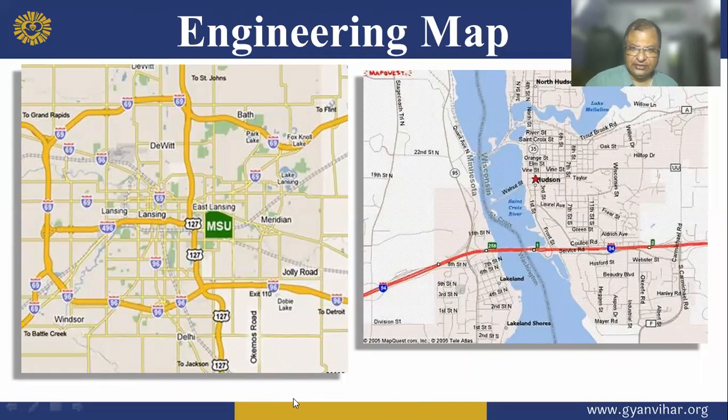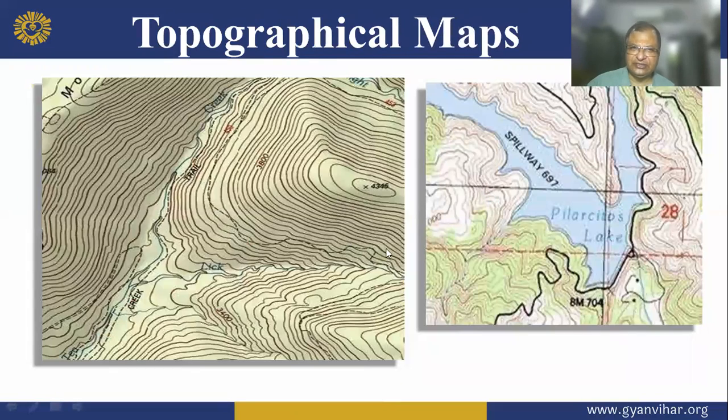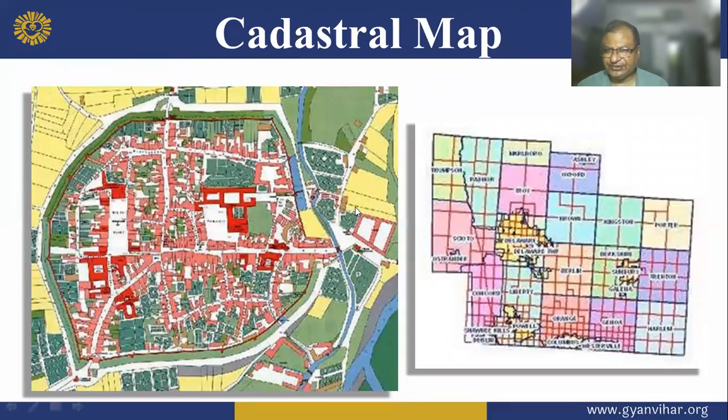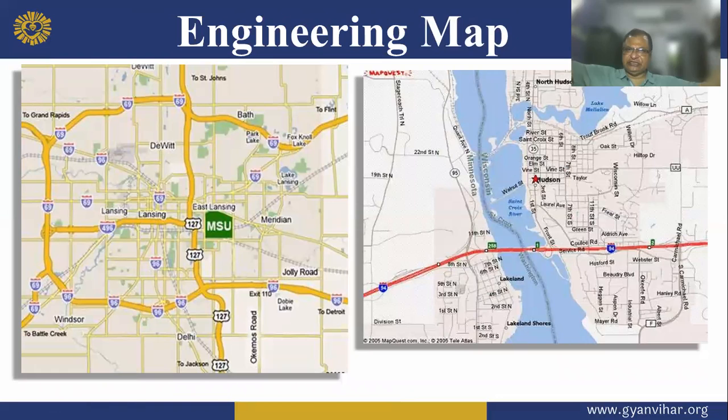So one thing you can see, this is also an engineering map. This is the position of the river. This is the flat area. You have seen this is the hilly area. This is the hilly area and this is a hillock. And this is the river zone. This is a plain surface, a village area, a cadastral map. And this is an engineering map.